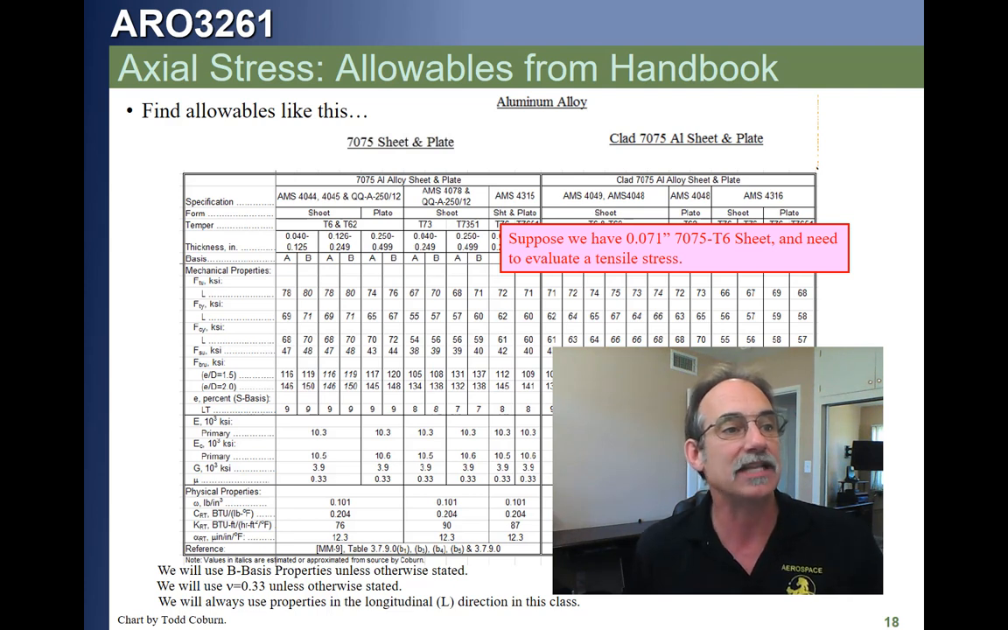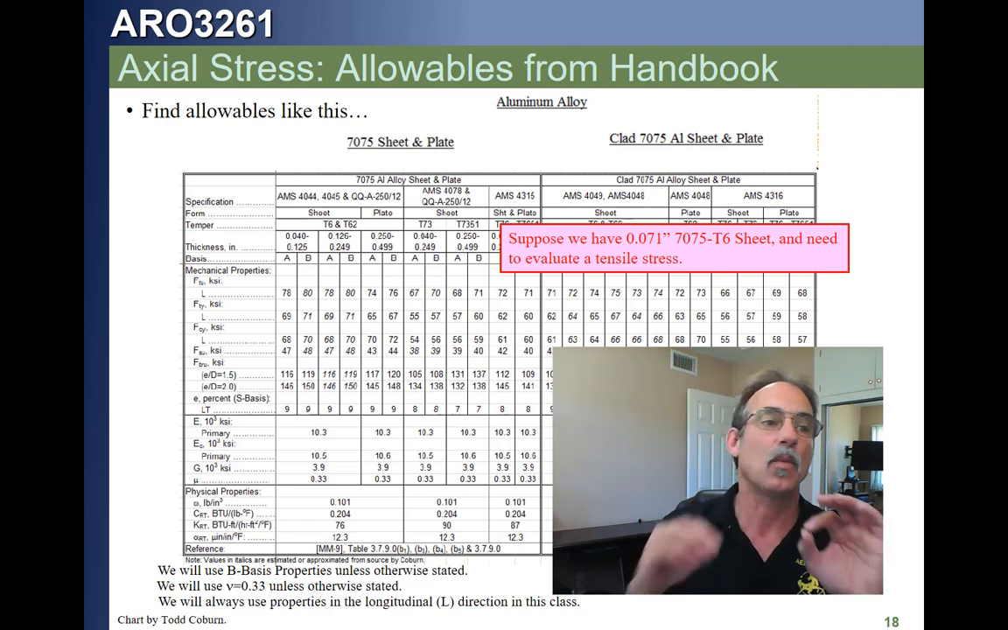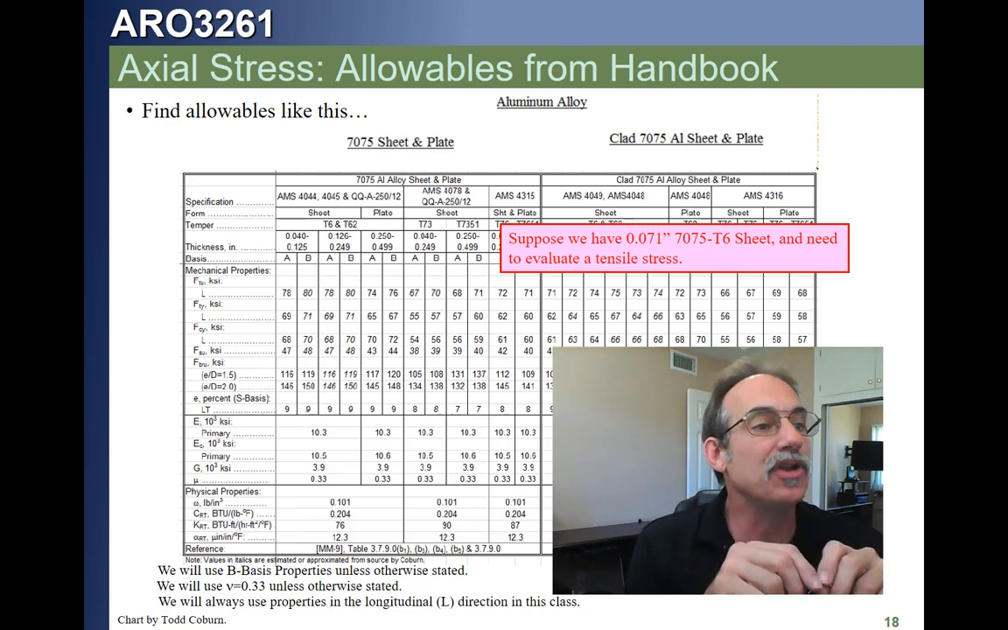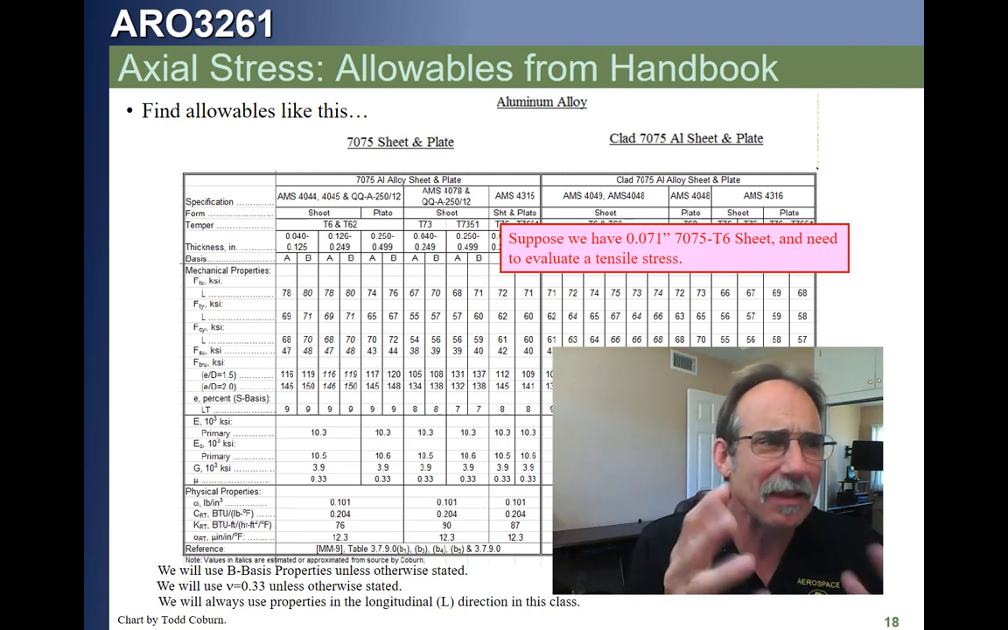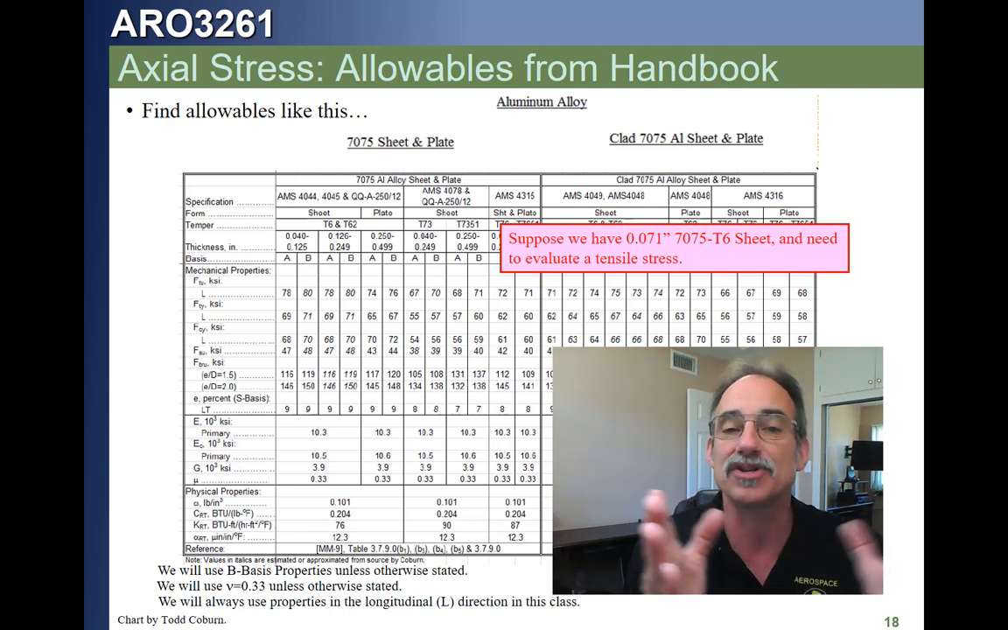It doesn't say anything about clad, so we're going to assume it's just sheet. Oh, another word of caution. In this table, you'll notice there are things called sheet and things called plate. Basically, that's the same thing. As it gets thicker, it's generally called plate.